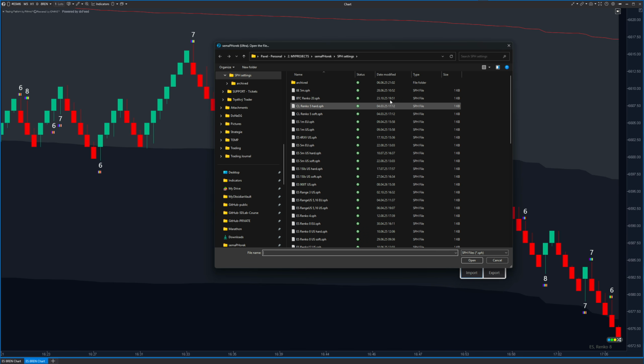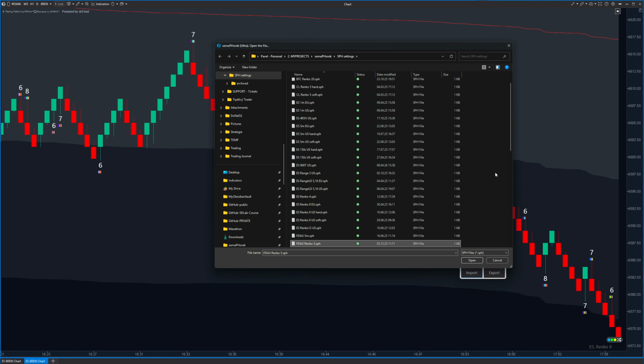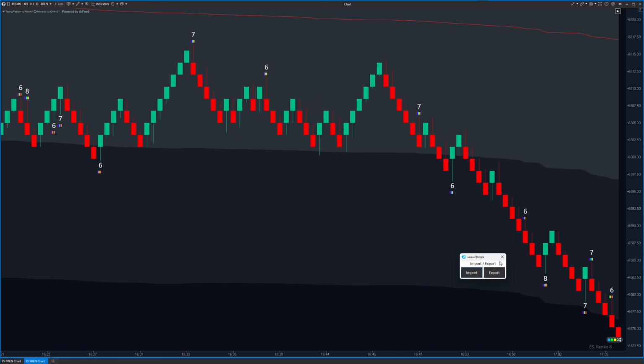As you can see, I can sort it by date. There is the FDAX file from December 2025, the MNQ Renko 18 European session from December 2025, so more than 4 months old. Then there's the 1 minute US session from November and so on. I don't change the settings because the settings work for me. It's really this simple. I place semaPHorek on the chart, I load the settings, and I trade. That's it.